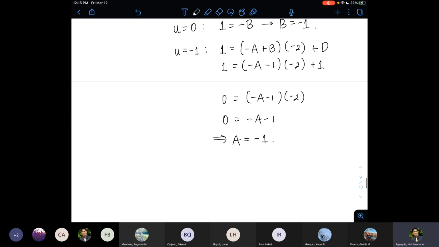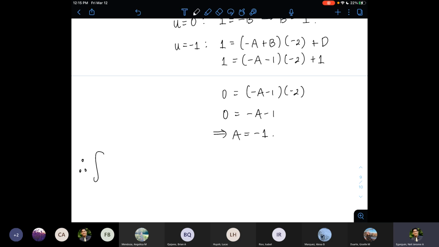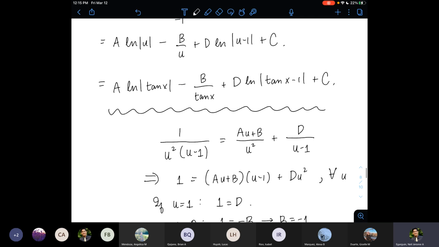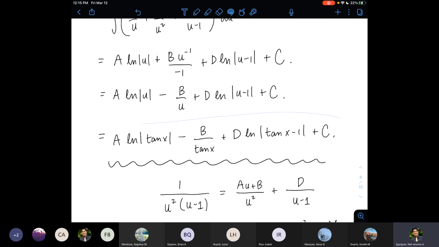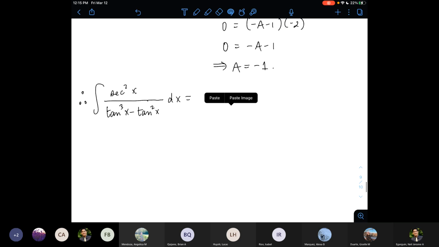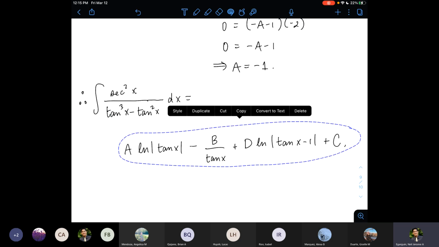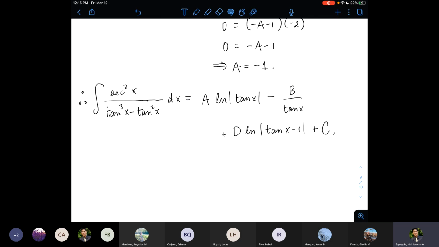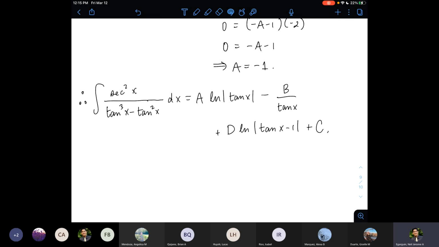Okay? And with this known, then we can write our final answer. Remember, we started with the integral of secant squared x over tangent cube x minus tangent squared x dx. We already knew that the answer will be of this form. Okay, hold on. Let me put this in the bottom. All right. And then let's plug in the values of a, b, and d.